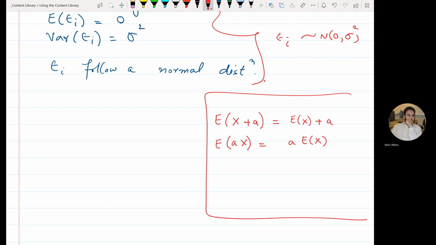Shouldn't we add the assumption that each pair of observations should be independent? Yes, we will add that. It is there, but when I use it, I will mention it. At this moment, I'm not using it.